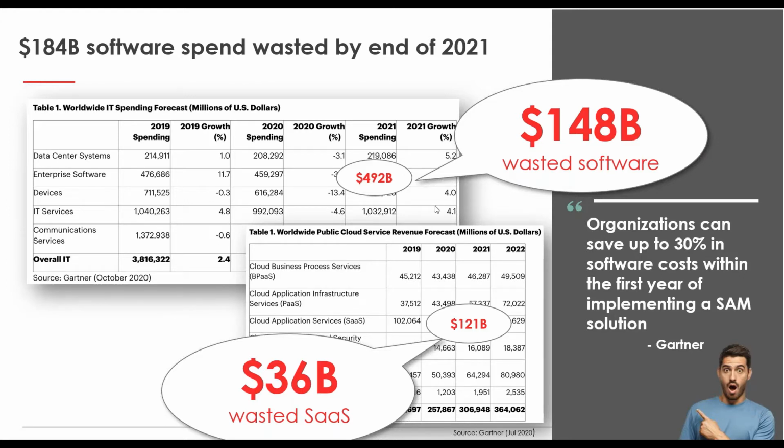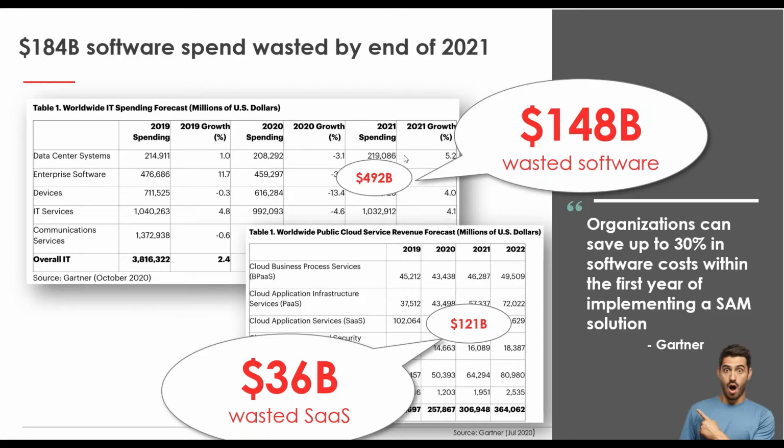So let's start by taking a quick look at potential software and SaaS savings across the global landscape. According to Gartner, organizations can save up to 30% in software costs within the first year of implementing software asset management. Considering the 2020 global software spend was projected at $492 billion, that's $148 billion in potential software savings with $36 billion in potential SaaS savings, totaling that $184 billion that you see at the top of the screen, related to projected software waste.